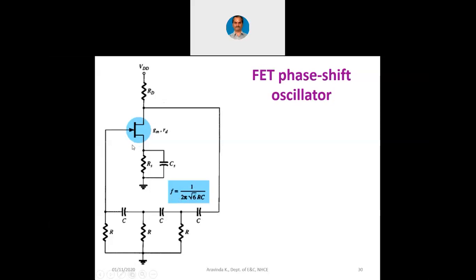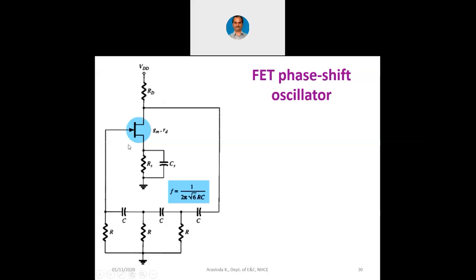And we are using the fixed bias network for the FET. You can see that this R itself is connected to ground here. So which means this is like a self bias, sorry, not a fixed bias, it is like a self bias circuit because we have RS here.